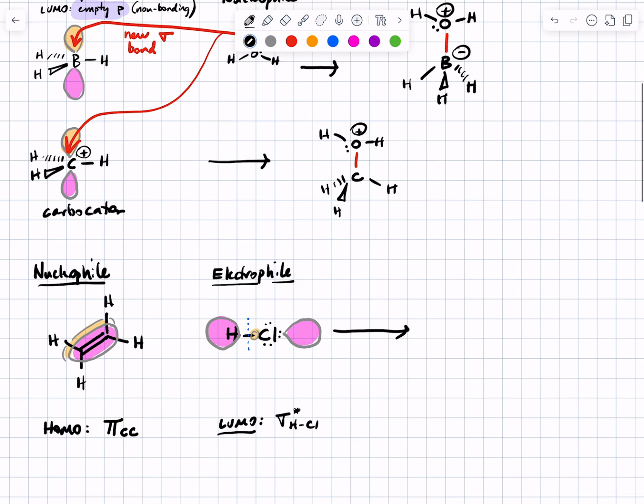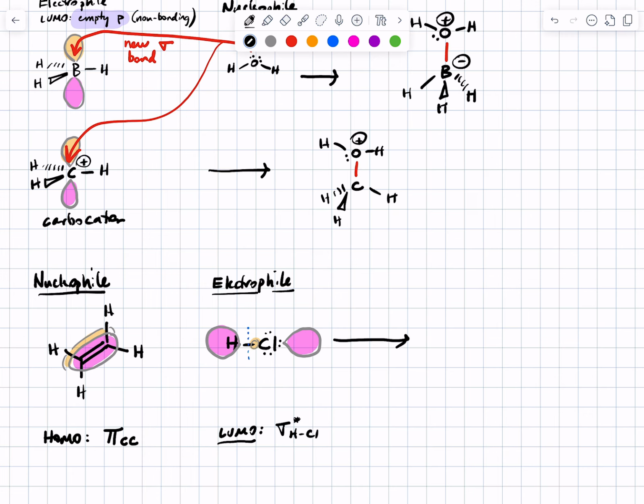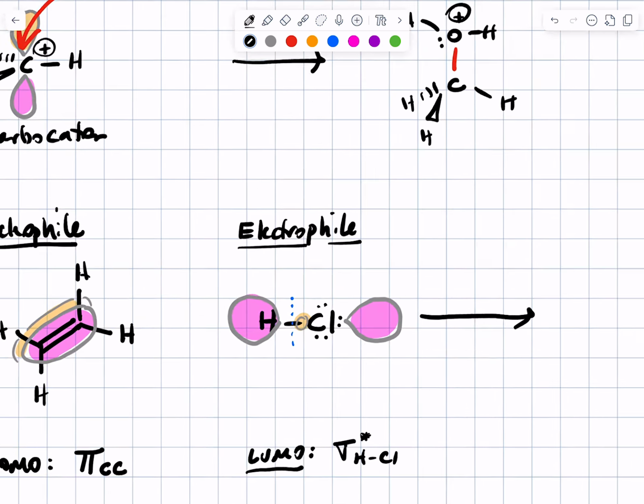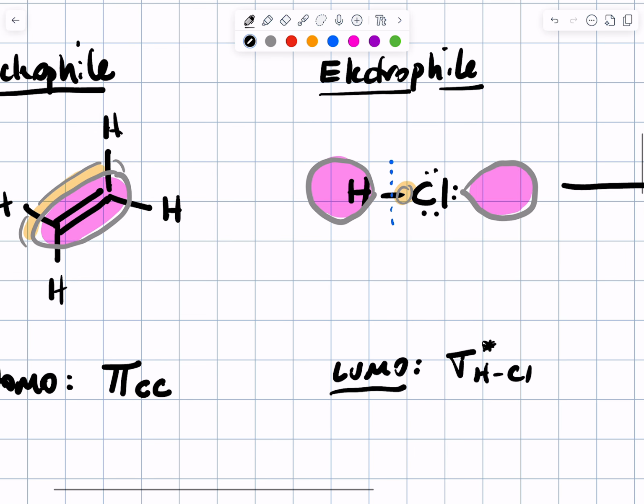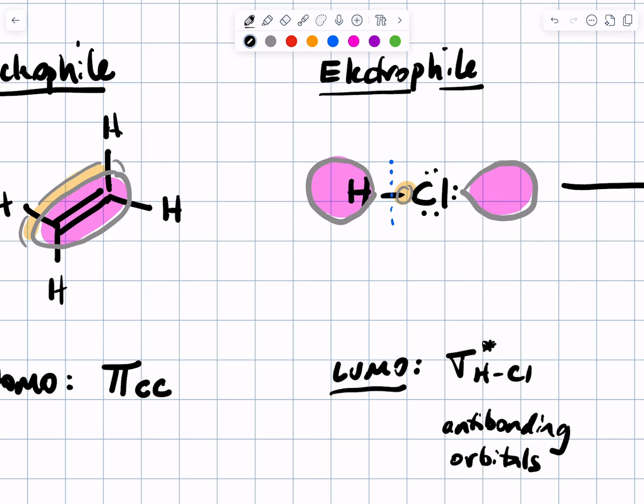Unlike before with BH3 or the carbocation, for HCl, the LUMO is on 2 atoms, and the LUMO is an anti-bonding orbital. When the LUMO is on 2 atoms, you have to ask the question, which of those 2 does the HOMO attack? Because you've got a choice. And to make that decision, your best bet is always electronegativity.